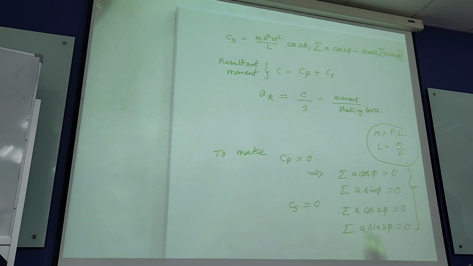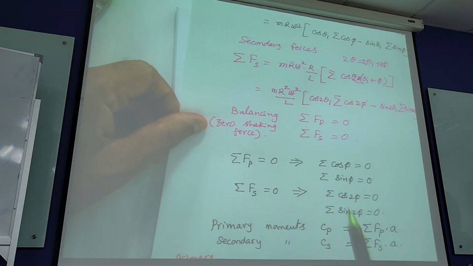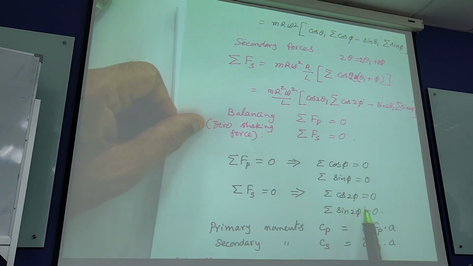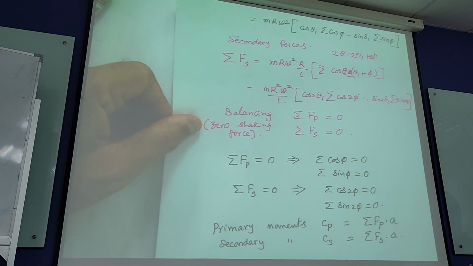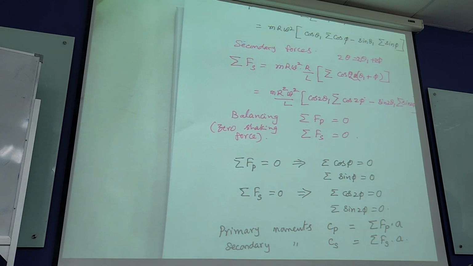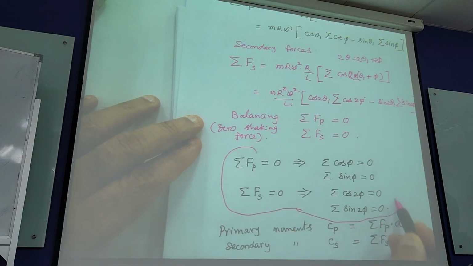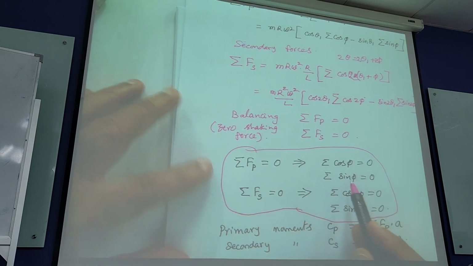If you make these conditions true, then both the primary force and secondary force will be zero, and the moments will be zero. So to make the primary and secondary forces zero, you need the sum of cosine phi and the sum of sin phi to be zero, and the sum of cosine 2 phi and the sum of sin 2 phi to be zero. Normally in the exams, there is no need for you to derive these equations. The most important things are these conditions. To make the resultant force zero, you have to ensure these conditions.